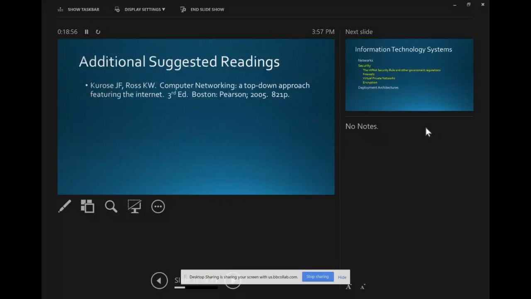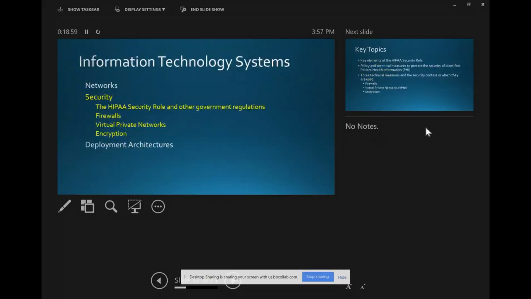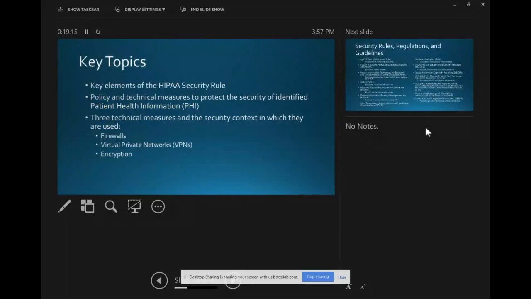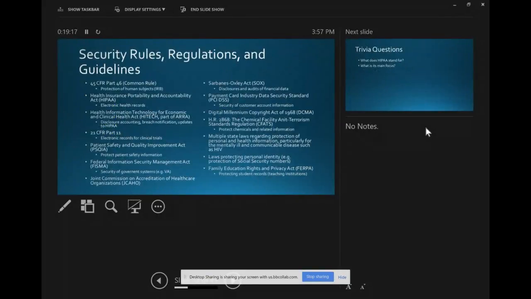I think I may have skipped ahead one. If you want to know more, of course, there are lots of places to look. The problem with the networks, of course, is how do you maintain the security of the data? There are a number of rules and regulations that have to do with the security of the data.